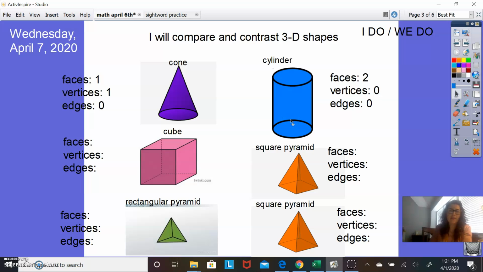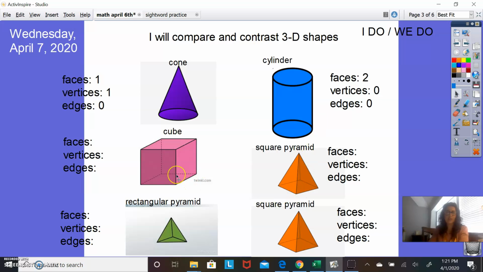So now we could go back and say that a cone and cylinder are the same in that they both do not have any edges. We could say the cone and the cylinder are different in that the cone has 1 face and the cylinder has 2 faces. The cone has 1 vertex, to say it correctly, and the cylinder has 0. So that's how we compare and we contrast 3D shapes.